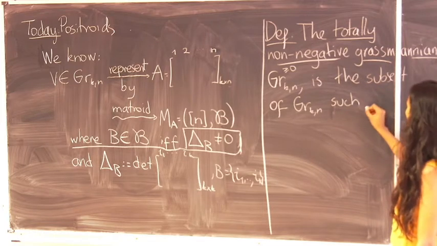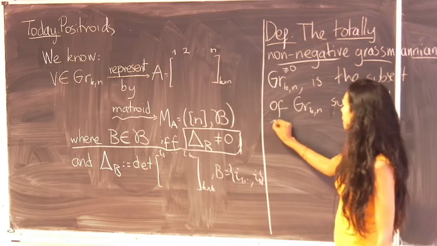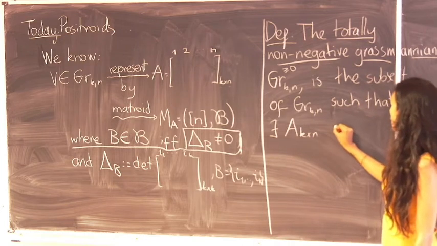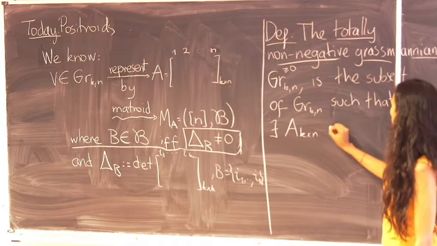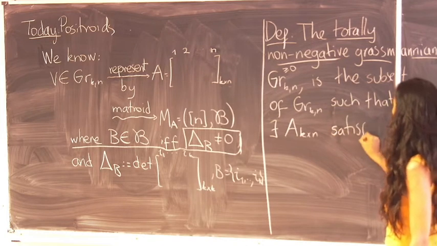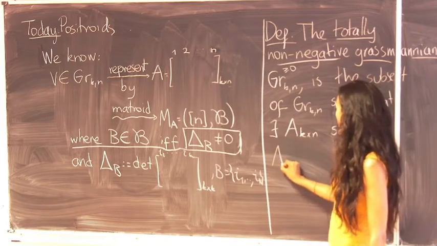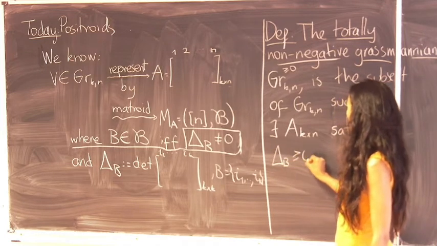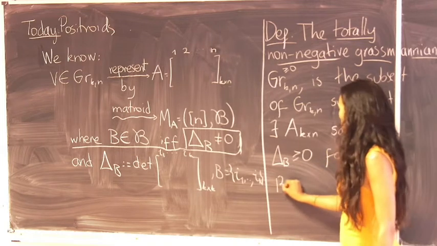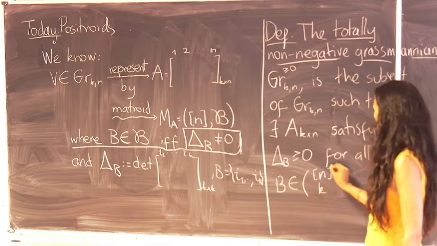So this consists of such vector spaces, vector spaces for which there exists a k by n matrix with the property that Delta_B is greater than or equal to 0 for all B subsets of size k of my column set.